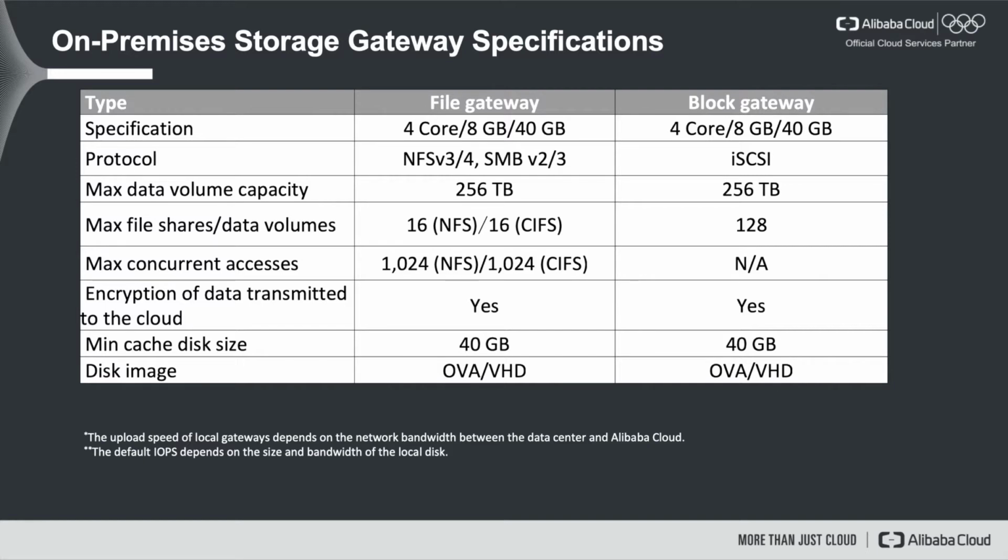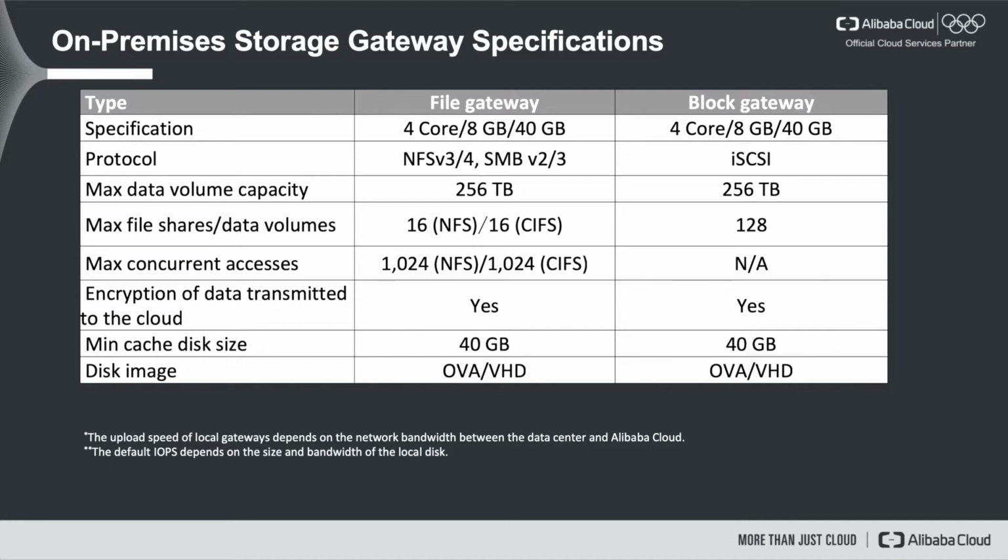We have the information about the maximum data volume capacity, which is 256 terabytes, and of course the limitation for the file shares, data volumes, and concurrent access to those volumes. All of the data transported to the Alibaba Cloud Object Storage Service is of course encrypted and secured. The minimum cache disk size for both of the virtual machines is 40 gigabytes.